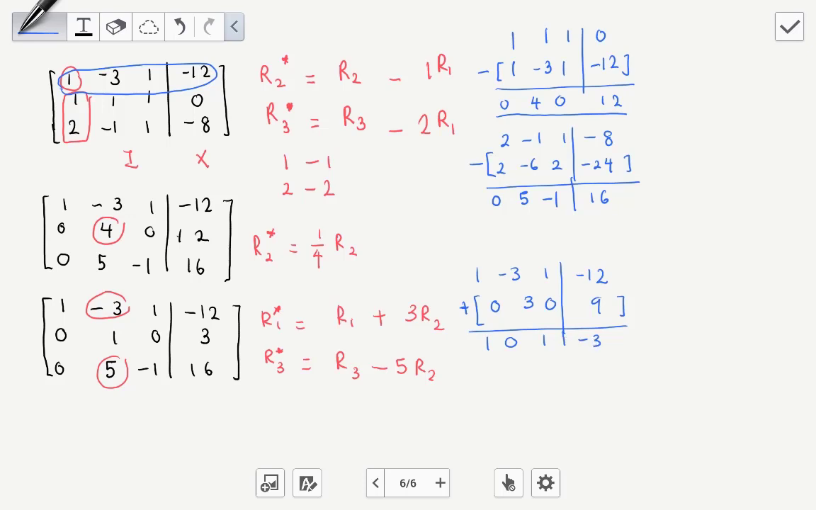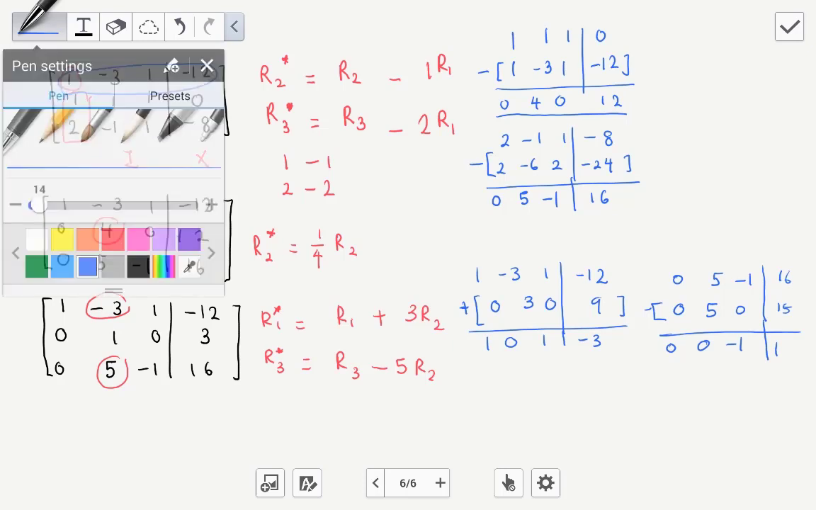Next, row 3 minus 5 times row 2. So, copy your row 3: 0, 5, negative 1, 16. We're going to minus with 5 times row 2: 0, 5, 0, 15. So when we minus, we will be getting 0, 0, negative 1. 16 minus 15 will give us 1.